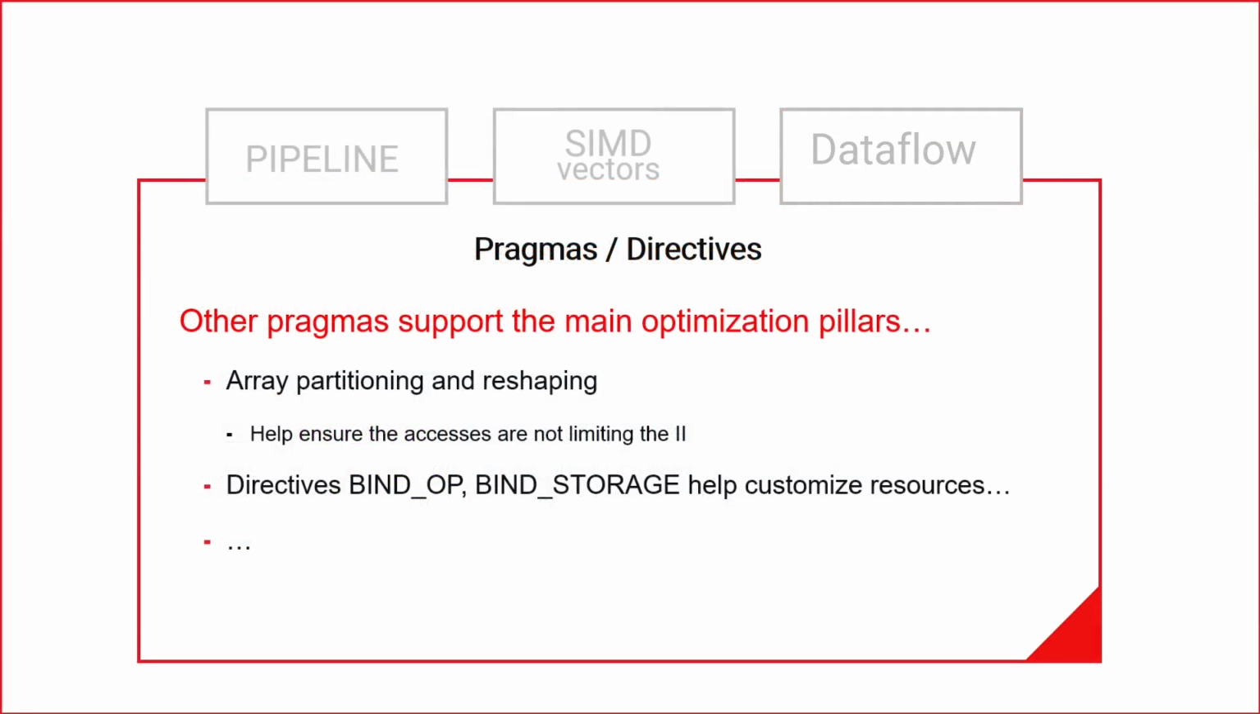Several other directives are also available in Vitis high-level synthesis. They do help support the three major optimizations we just discussed. For example, you can partition and reshape memories to help access more memory ports in parallel when needed, to in turn improve the initiation interval. You may also tune the results by choosing a particular form of operators or memories using the bind_op and bind_storage directives.